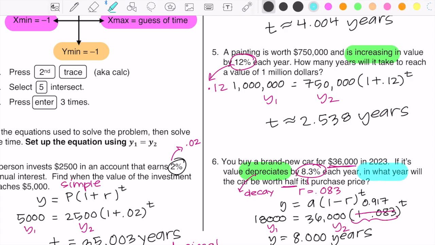And then we're just going to make sure that we did read our question properly because it says, in what year will the car be worth half its purchase price? In what year? The 8th year. So it's actually going to be 8 years later. So if we started in 2023 and we add the 8 years, it's going to be during the year 2031. And that's it.